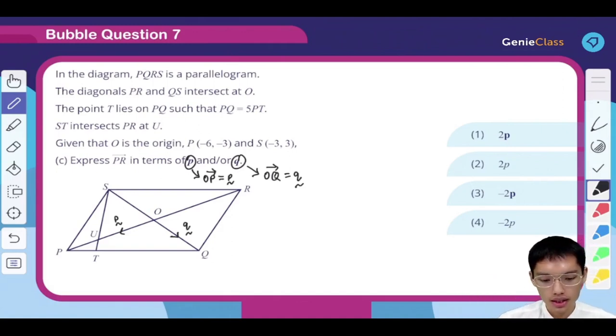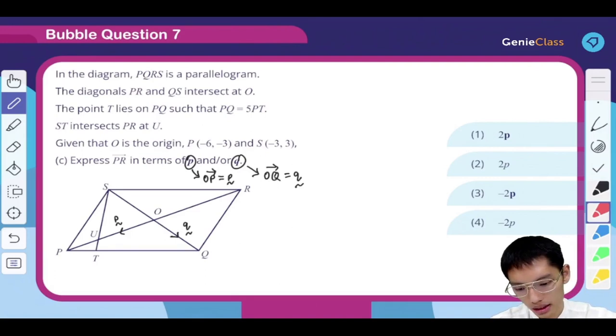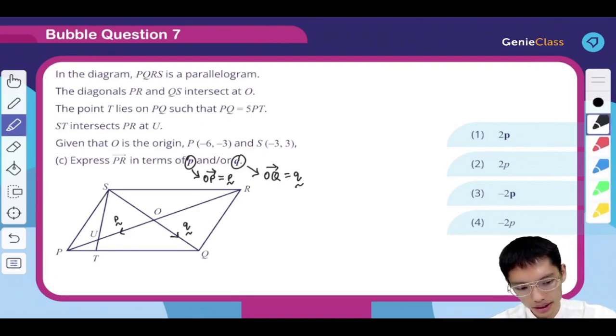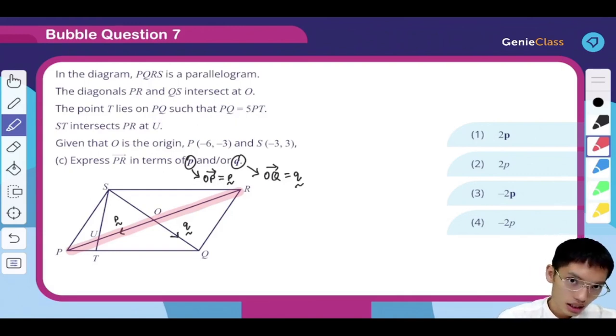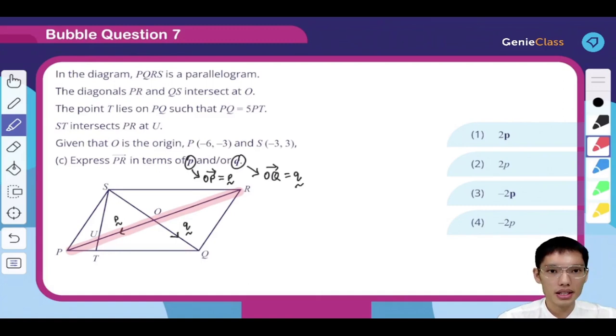Last 20 seconds. So take note, I want to find the vector PR. PR is this vector over here. Last 5 seconds. Last 3, 2, 1. Alright, most of you got it down, very good. But for those who did not, do not worry about it. Let me just go through it accordingly.